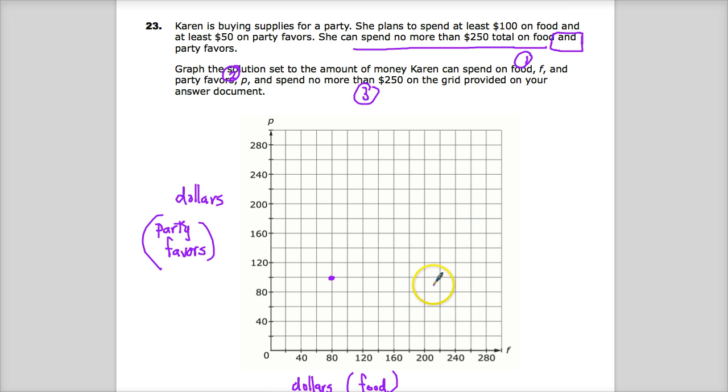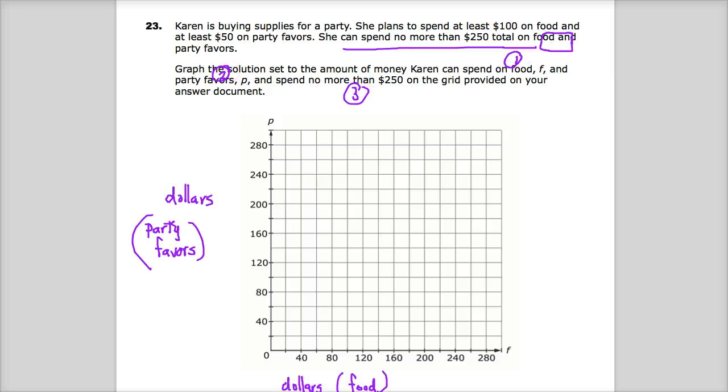I have a limit of $100 on food. So what I'm going to do is almost create a line there, or I guess it's a segment in this case. It's not going to go on forever, that's for sure. That will allow me to show at $100. So here's $100. There's my line for food. I can't buy any more than that.